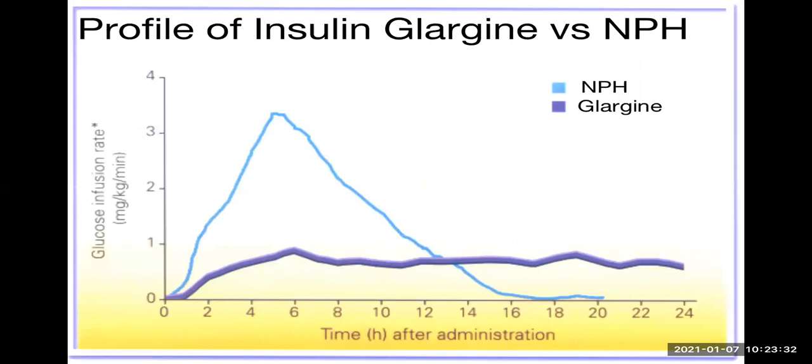Now, all of you, please look at this graph. So this is glucose infusion rate, and this is the time after administration of this important drug. Now see this, this is the insulin glargine, and this is NPH. Now NPH suddenly becomes more in the circulation, and after a certain time, it cannot control the blood sugar level, whereas the control of blood sugar is a constant one in case of glargine. So this is a definite advantage of glargine over NPH.